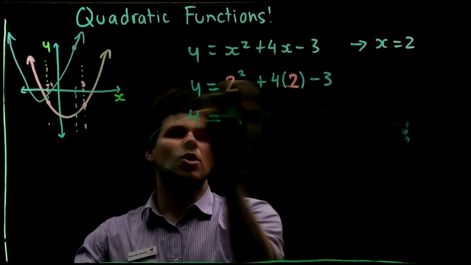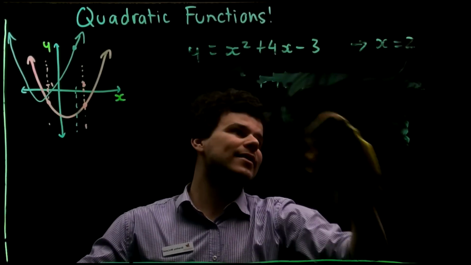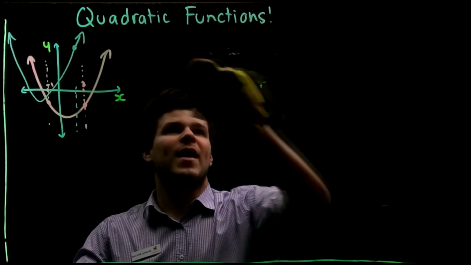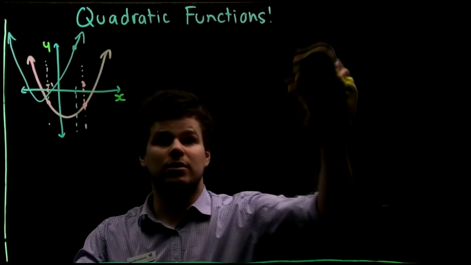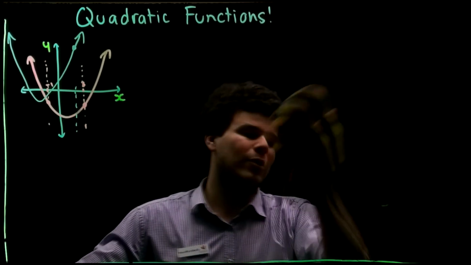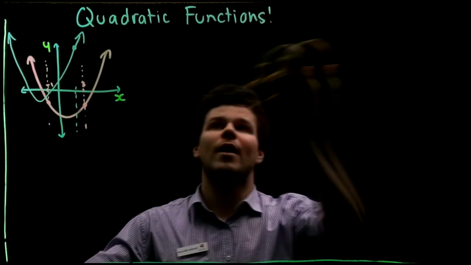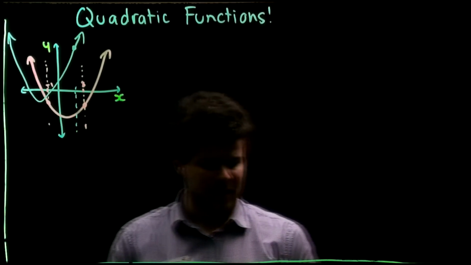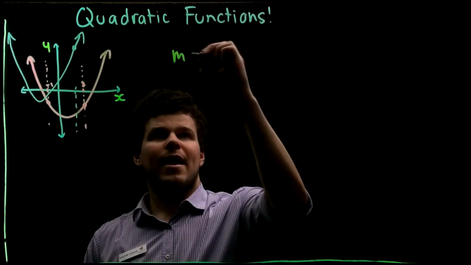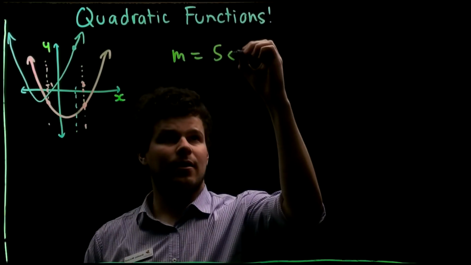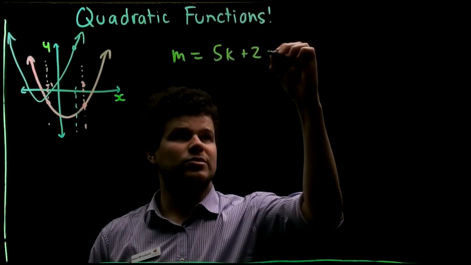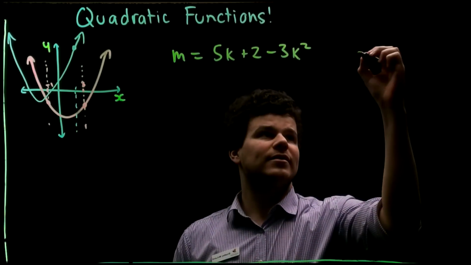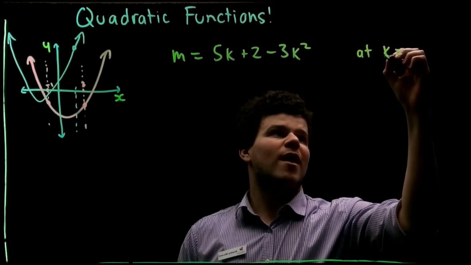And again, it's not always necessarily x's and y's. That's sort of like the basic or general form that we use, but we can apply it to whatever situation we're using. So the one we had before was the ball. We used height and time. Time is quite a common one. So you might use T for time and H for height. But let's make something up. Let's go m equals 5k plus 2 minus 3k squared. And we want to know what that is at k equals 5.